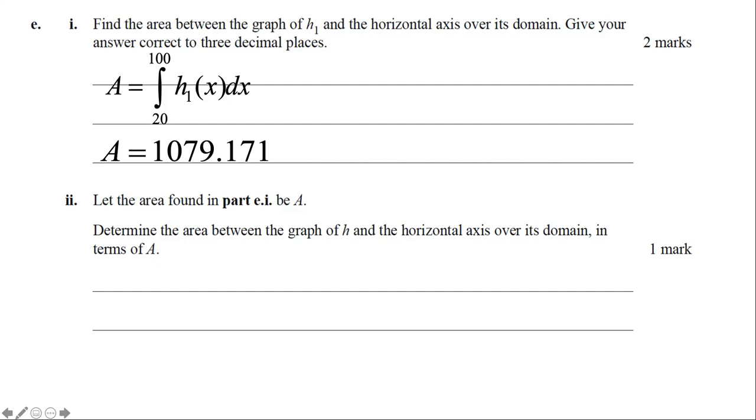In this part, this is denoted by capital letter A, the area found in part E1. We want to determine the area between the graph of h and the horizontal axis over its domain, which is 10 to 50. I believe it's simply half of this area, okay? Because from h to h1, you are doubling the horizontal length. So you're doubling the area of the first function to a transformed function.